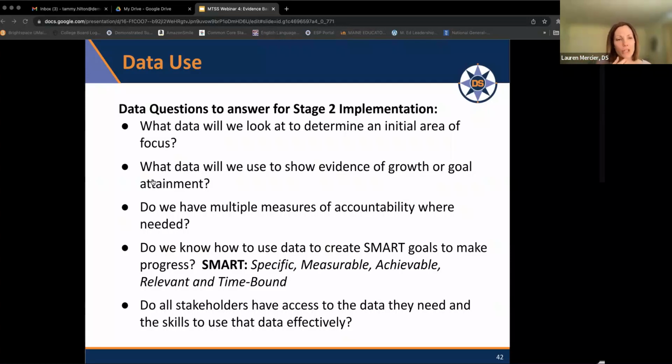This final bullet, we actually touched upon when we talked about establishing protocols back in our second webinar. This is really making sure that your stakeholders have access to the data they need, and also making sure that they know the skills needed to use the data effectively, right? So they know where to find it, they can read it, they know how to interpret it, and they know how to use it, right? That's really, really important. This is something that the tier one leadership team really needs to come out front with in terms of making data accessible and teaching staff how to use the data.